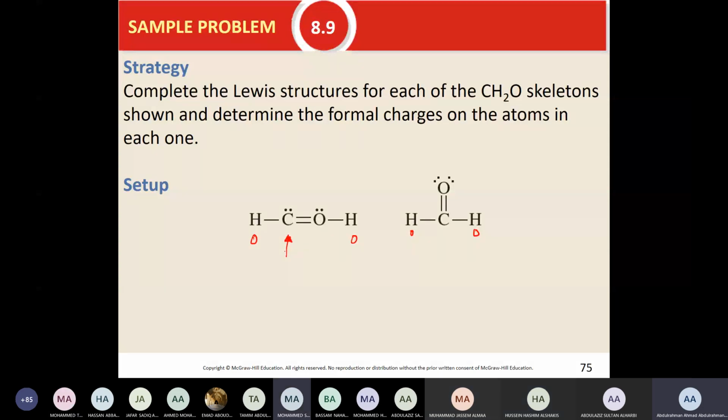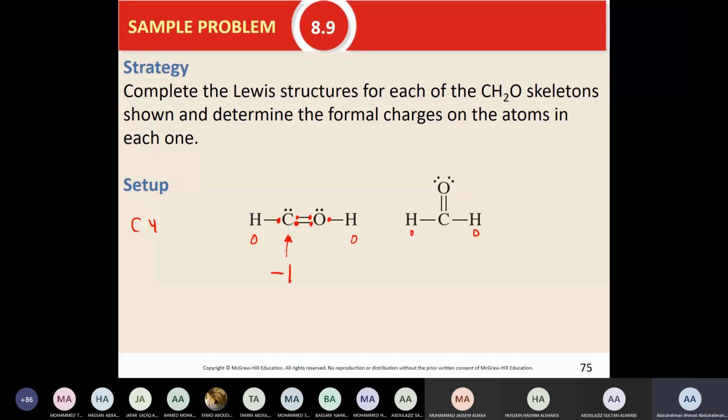Decide, +1 or -1? It is -1. Why? As I said, make the bonds into dots instead. The carbon has 1, 2, and this is 1. So what's the charge? Carbon has 4, but look at the dots around it now: 1, 2, 3, 4, 5. So it is -1.